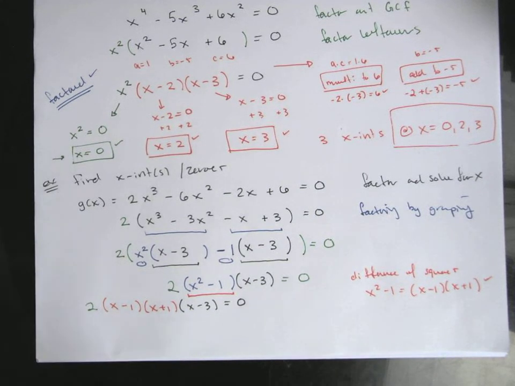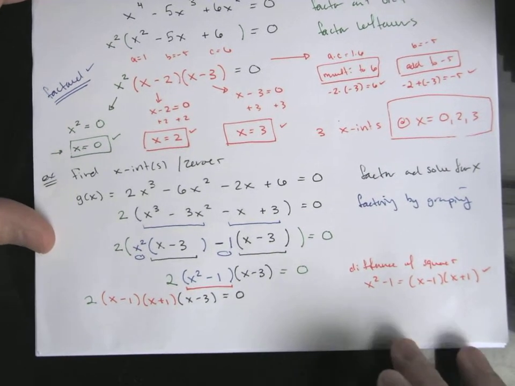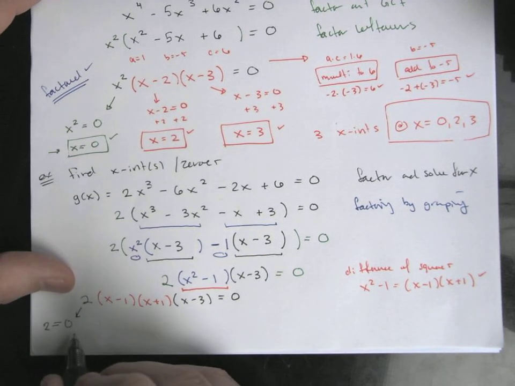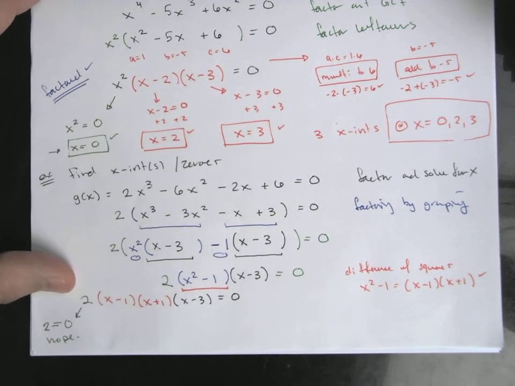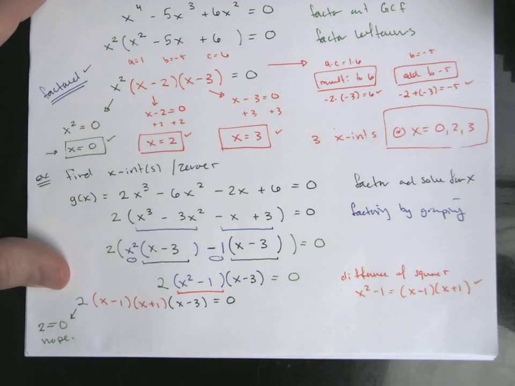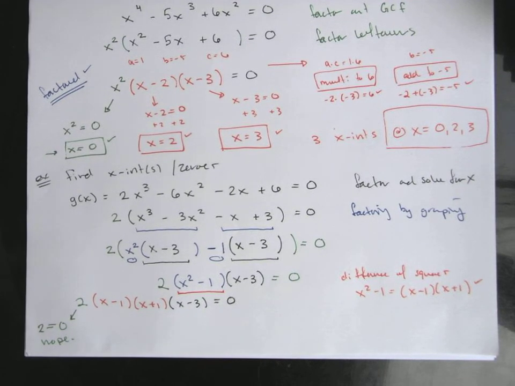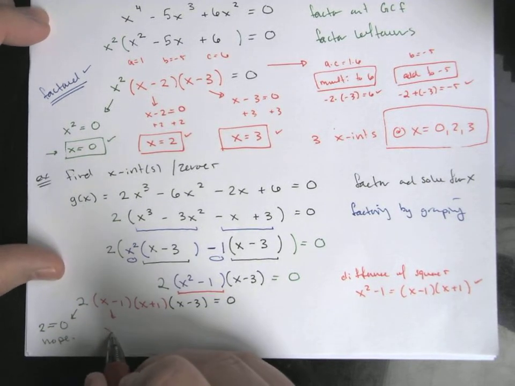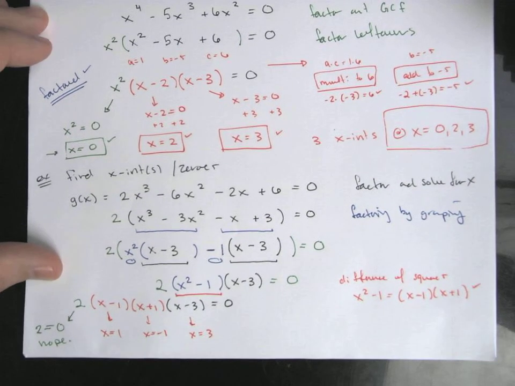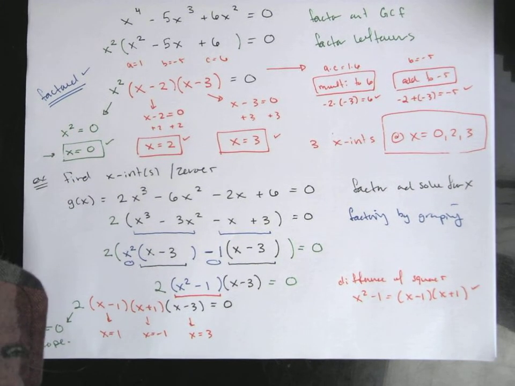As far as then finding the actual intercepts themselves, what's going to happen? We'll see if we can squeeze this in here on the bottom. So 2 out in front, 2 equals 0. No, there's no x's here, right? So as far as the constant 2, pulling that out gets us just a smaller polynomial to work with. It doesn't slow us down at all. We're going to have x equals 1. This is going to be x equals negative 1. And this is going to be x equals 3. So those are going to be our 3 intercepts.